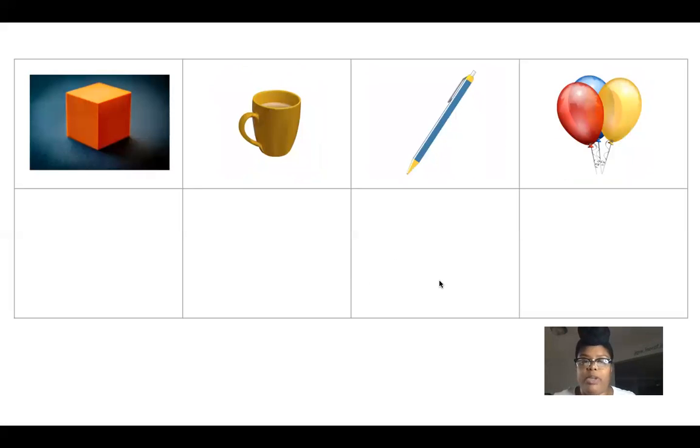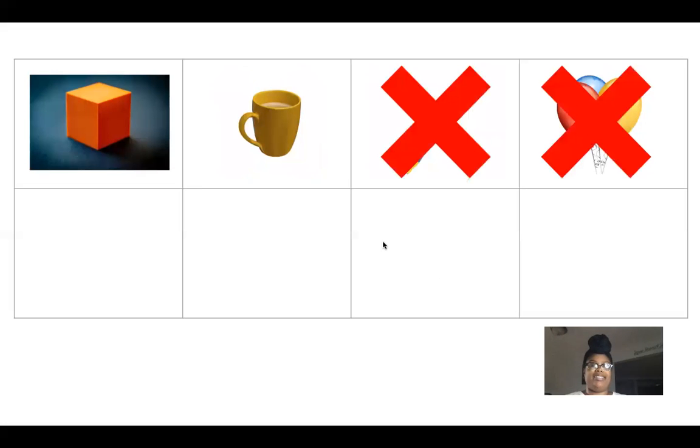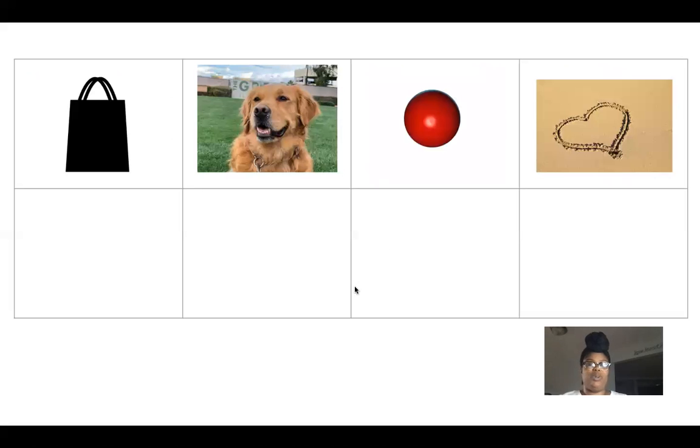Now we're focusing on a picture of a cube. Cube, cup. Cube, pen. No. We know. We're used to this game. We know we're not going to get tricked. Cube, balloon. No. That has to be cup. Let's check our work, my friends. And yes, yes, yes. Good. You guys are doing awesome.